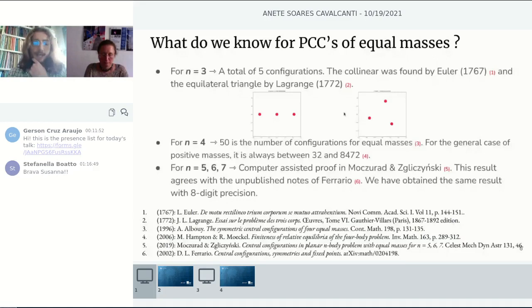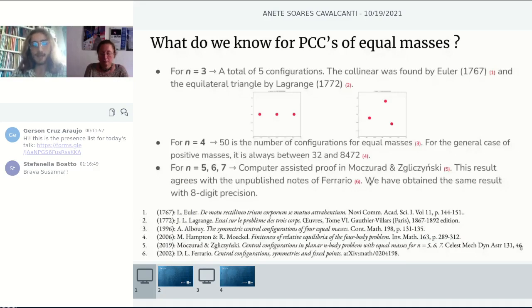And recently, in 2019, a computer-assisted proof was given by Moeckel and Sijinski for the case of five, six, and seven bodies. Before, there have been other authors, for example, Moeckel or Ferrario, who have published what they say is a complete list of central configurations, but their algorithm was not designed in order to prove that that was the full list. But this problem was solved by Moeckel and Sijinski.